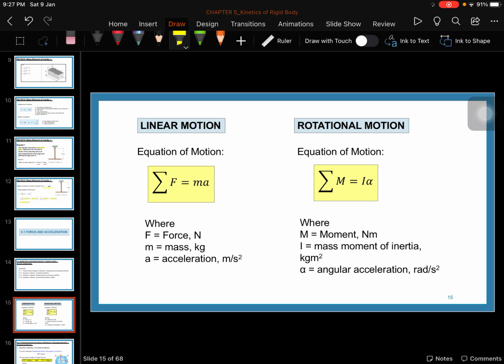For linear motion, we know that summation of F equal to ma. For rotational motion, summation of moment equal to I alpha, where M is the moment, I is the mass moment of inertia, and alpha is the angular acceleration.